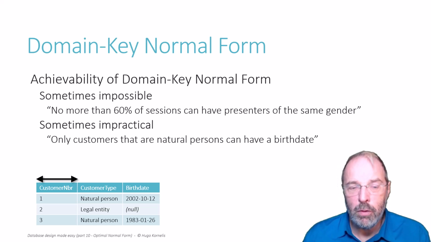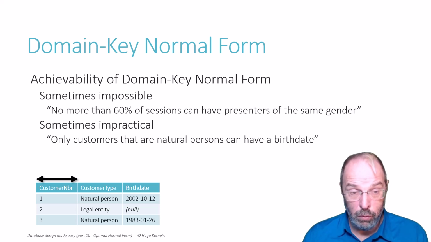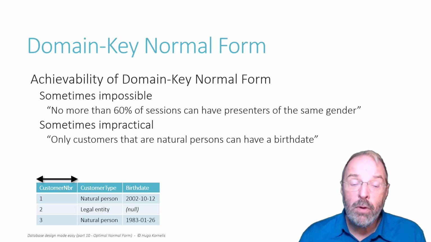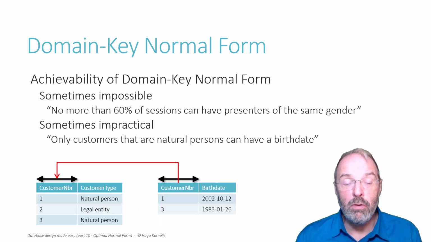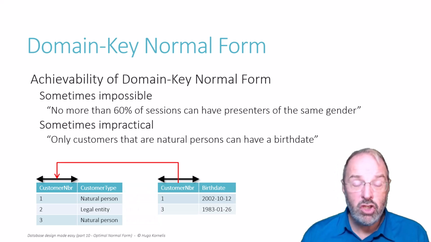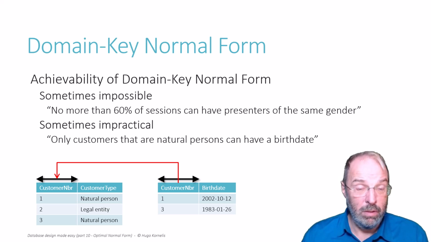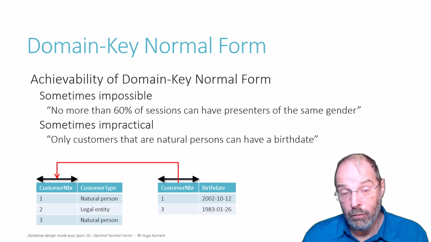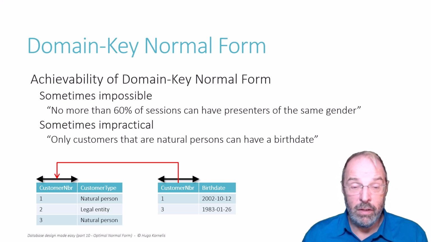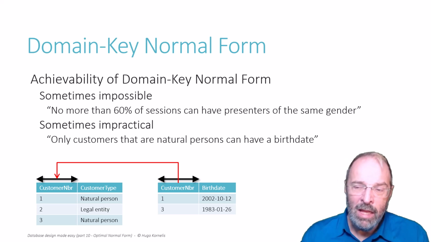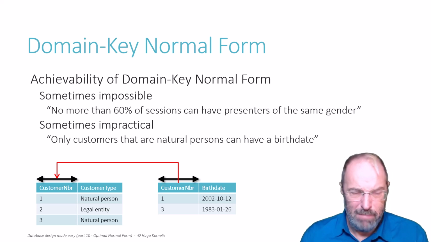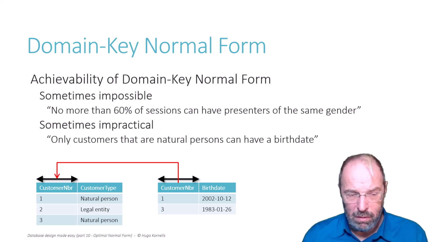And the typical domain key normal form solution for that is to say, hey, we have a rule for natural persons, so perhaps we should have a specific table for natural persons and store the birth date in that table and not as a column in the generic customer table. And then, of course, we also need a foreign key to ensure that every natural person has to be an existing customer. This looks a lot better. But like I said, it's impractical.